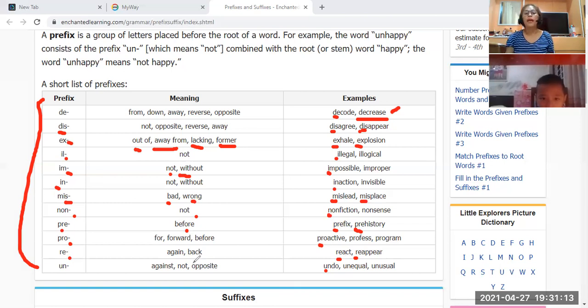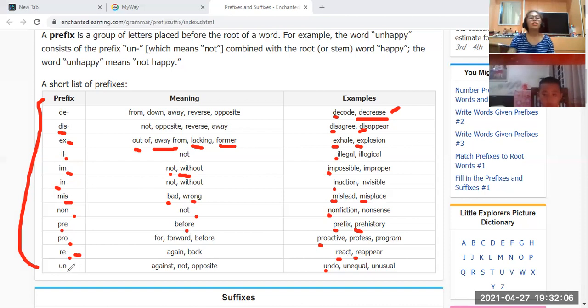So we have here the prefix re. Again, what do you mean by re? It means again, teacher, or back. When you say react, I will say act it again, do it again. Reappear means you appear again, you go back. Kyo, reappear. Do you understand, Kyo? Yes, teacher.